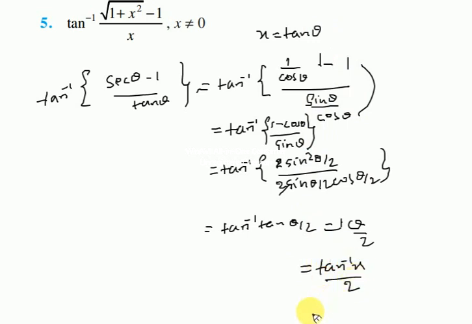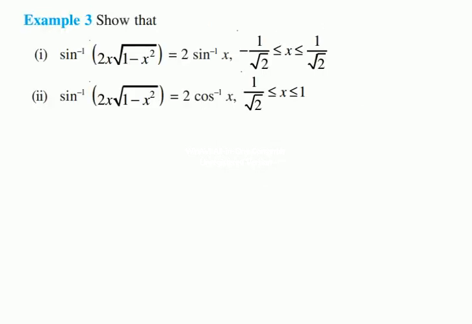This is one of the important problems. Either this may be asked in inverse trigonometry, or this problem may be asked in finding the derivative of this function. And here also we have two important results. Same result on left hand side, but the right hand side is different because the domain is different. So one is minus 1 by root 2 to 1 by root 2, and another is 1 by root 2 to 1. You should look at this required result.